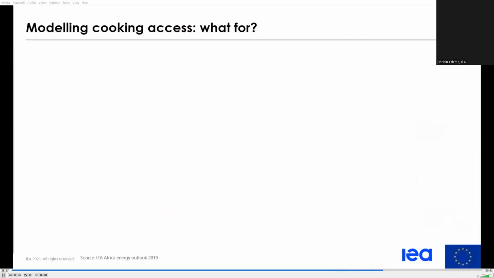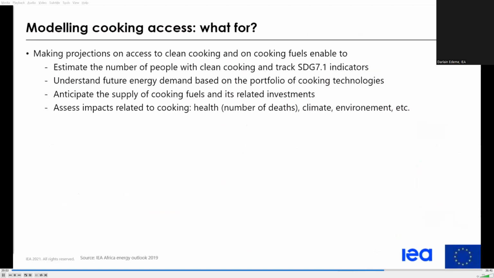Now, why do we need to make projections for cooking? Making projections on access to clean cooking and on cooking fuels enables us first to estimate the number of people with clean cooking and track the SDG 7.1 indicators. It also helps us to better understand the future energy demand based on the portfolio of cooking technologies. It also helps us anticipate the supply of cooking fuels and its related investment. And finally, it helps us to assess the impact related to cooking: the health, climate, and environmental impacts.